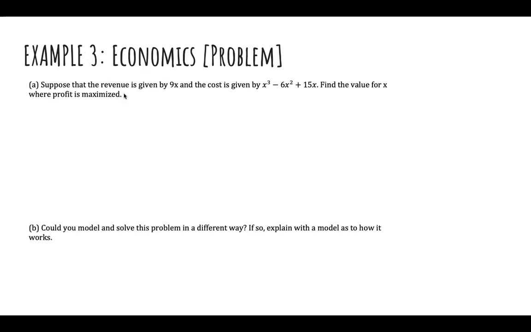So it says, suppose that the revenue is given by 9x and the cost is given by x cubed minus 6x squared plus 15x. Find the value of x for where the profit is maximized. So our goal is to maximize profit. And this can be better said as our desire to maximize revenue minus cost.